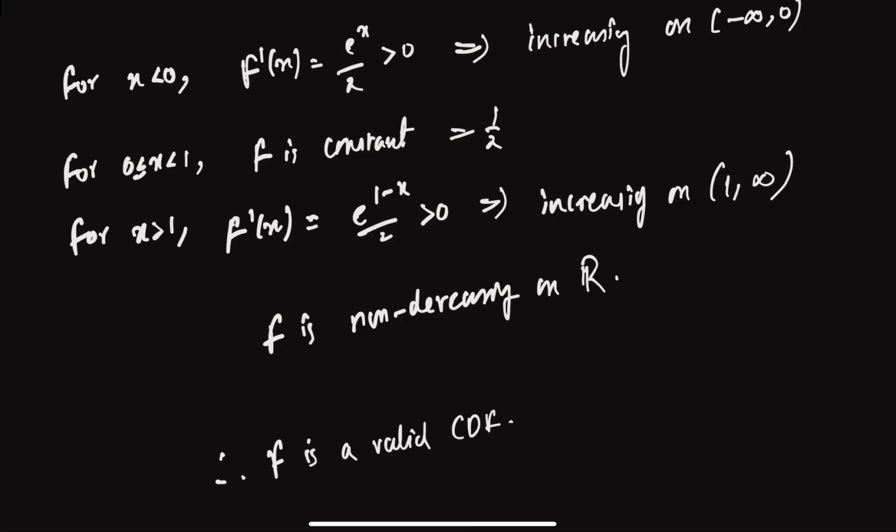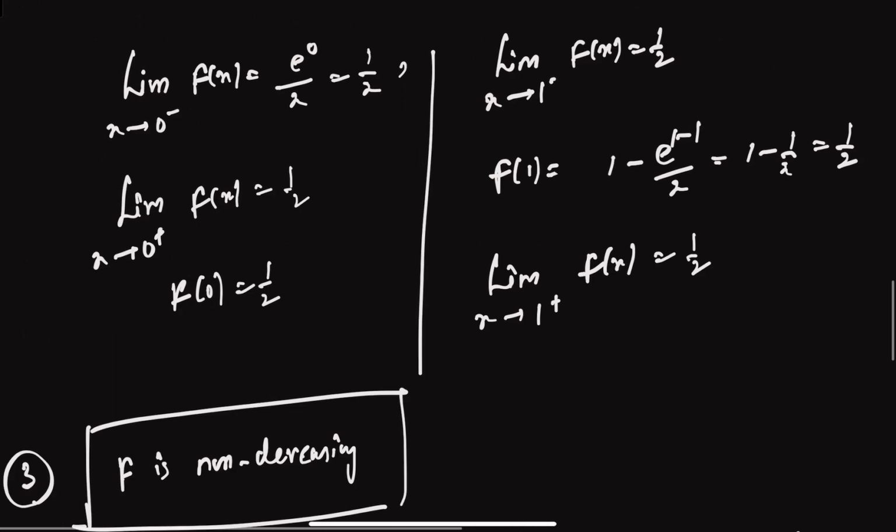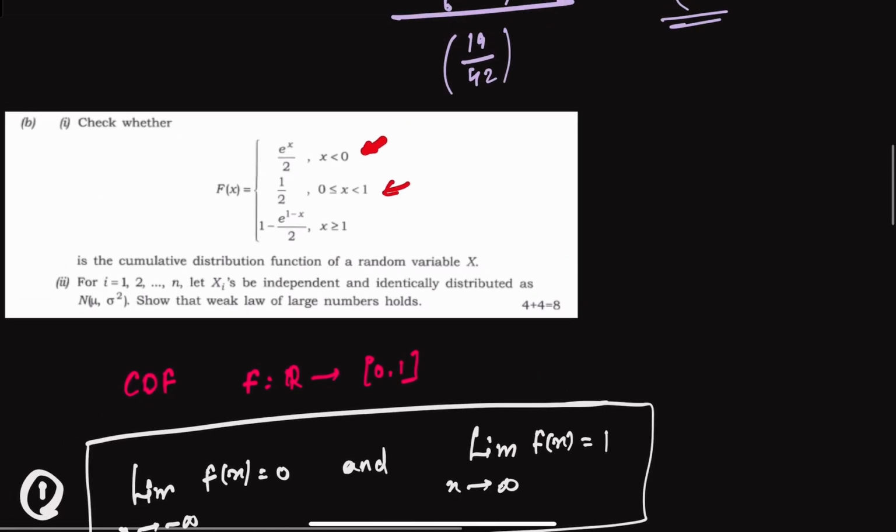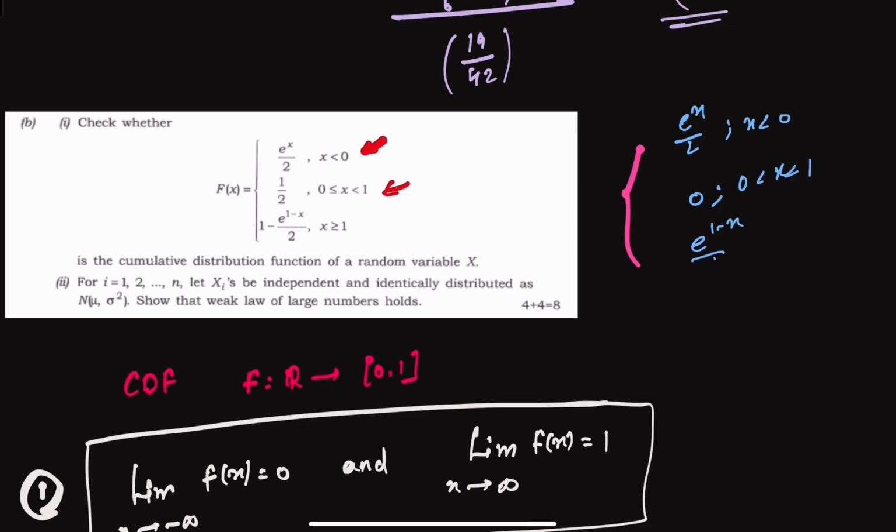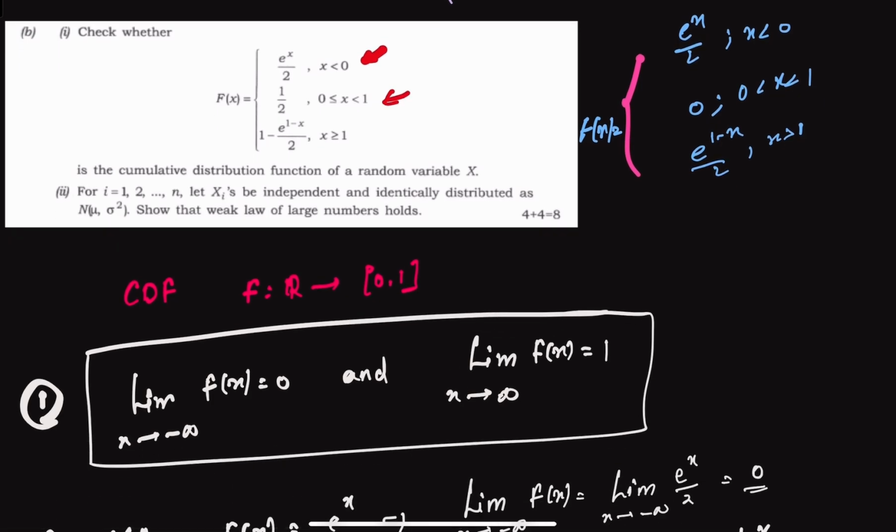In fact, we can also give the corresponding density function. The density function is e to the power of x divided by 2 when x is less than 0, 0 when 0 is less than x less than 1, and e to the power of minus 1 by 2 when x is greater than 1. That is the density function. There are no point masses or jumps, as f is continuous at every point. So that's about the first part.